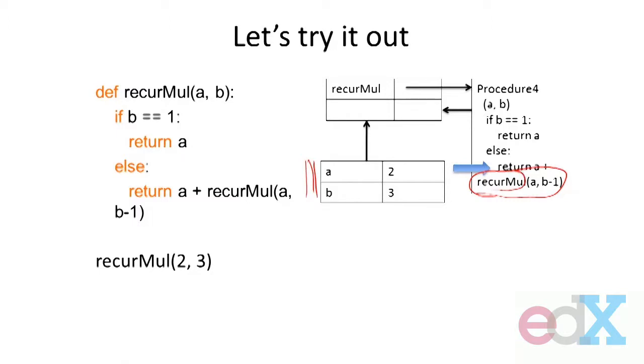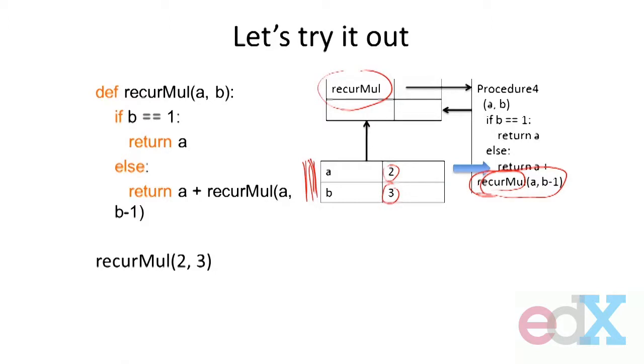I need to get the value of recurmul. Oh, that's it up here. Okay. I need to get the value of A. And remember, I'm doing it all with respect to this. And in fact, I should have done that better. To get the value of recurmul with respect to this environment, I'm going to go up and find it there, since it's not bound down here. I need to get the value of A. There it is. And I need to get the value of B minus 1. Well, that's easy. There's B. I'm going to subtract 1 from it.